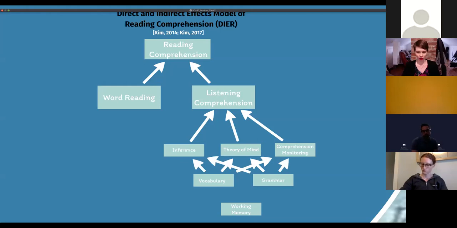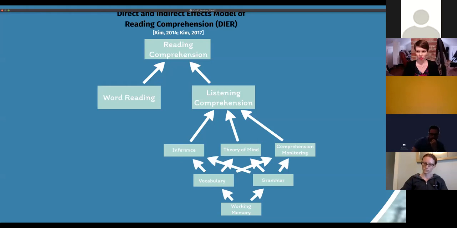And vocabulary and grammar are then supporting these higher order skills, which then go on to support listening comprehension. And lastly, there's been a lot of work in the realm of reading, looking at the role of working memory, which does support individuals' vocabulary and grammar abilities, again, cascading upwards. So all of these skills are important for listening comprehension.